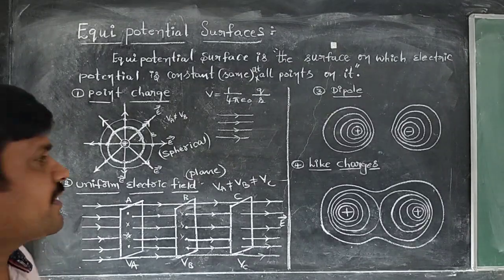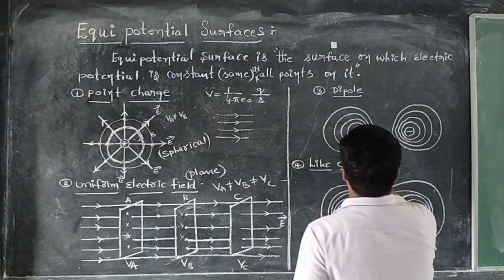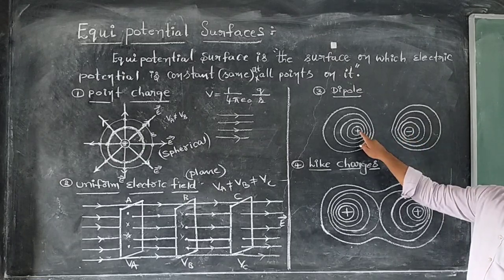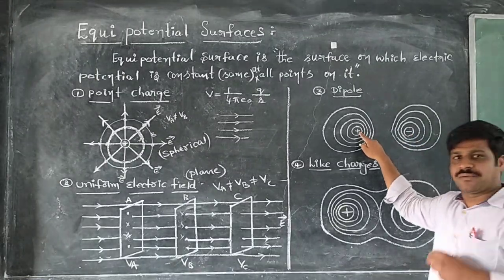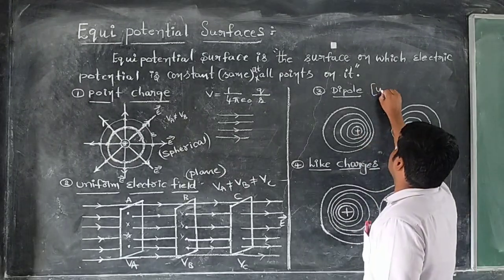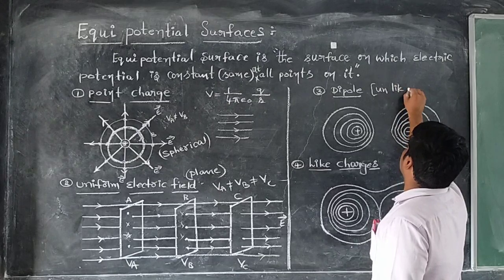Next, a dipole is two charges that are equal in magnitude and opposite in sign. One is a positive charge, the other one is a negative charge. If you take it like that, then both are called unlike charges.